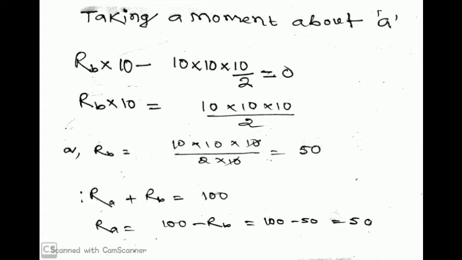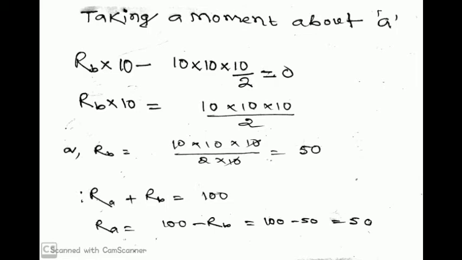After that, it is a simple calculation. RB into 10 is equal to 10 into 10 into 10 divided by 2, so RB is equal to 10 into 10 into 10 divided by 2 into 10. The 10 and 10 cancel. 10 into 10 by 2, 100 by 2 is equal to 50. That means RB is equal to 50.